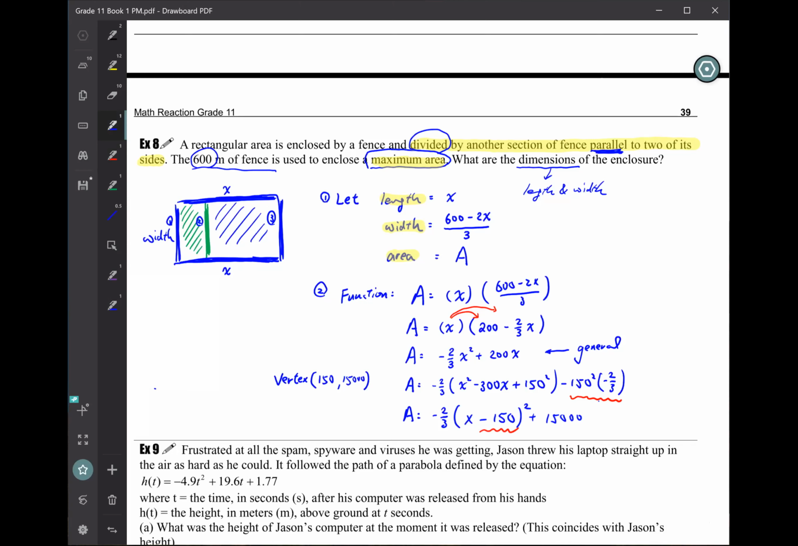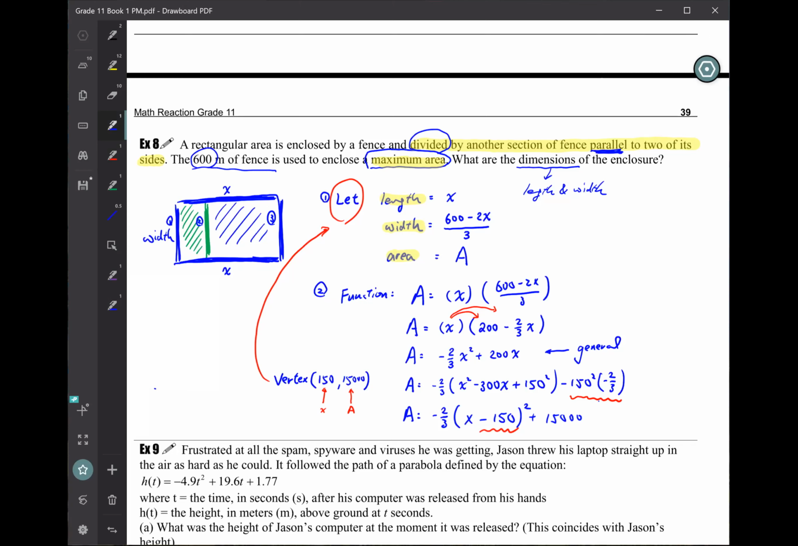And now to get the answer, to answer the question, you have to go back and take a look at your last statement. The 150 is the X, and the 15,000 is the A, the thing you want to maximize. So how do we answer in a sentence then?